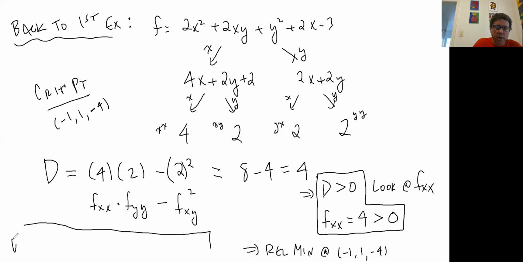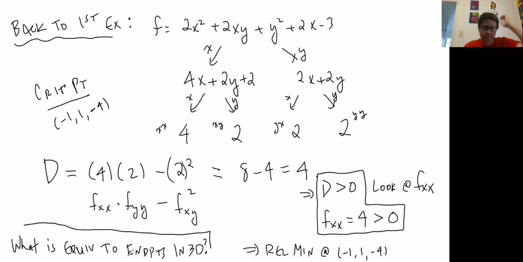The question is what is the equivalent to, you see, back in the very beginning, we said the critical points were where the derivative was 0, where the derivative didn't exist, and then the endpoints. So the endpoints is the trick here. So in 3D, what is equivalent to the endpoints in 3D? And that question will be answered tomorrow. We're not going to do that today.